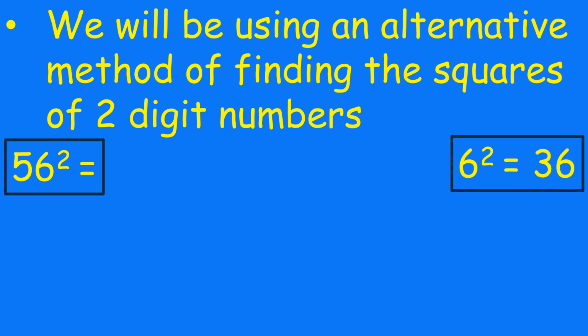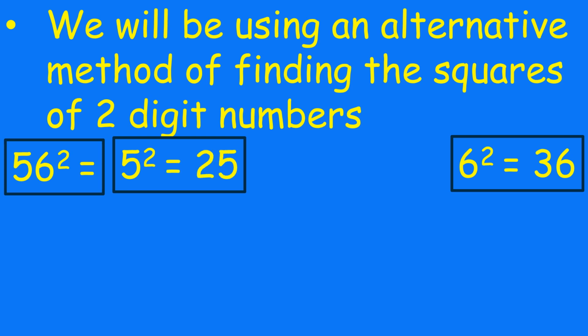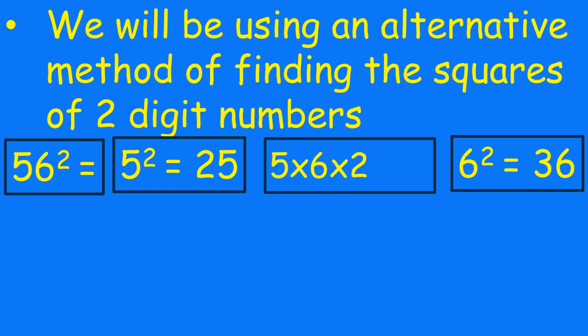First we will square the 6, and that gives us 36. That gives us the third term. Then we will square the 5 to have the first term. 5 times 5 is 25. Then we obtain the middle term by multiplying the 5, the 6, and also the 2. 5 times 6 is 30, and 30 times 2 is 60.